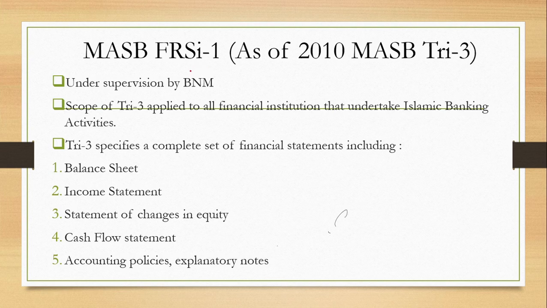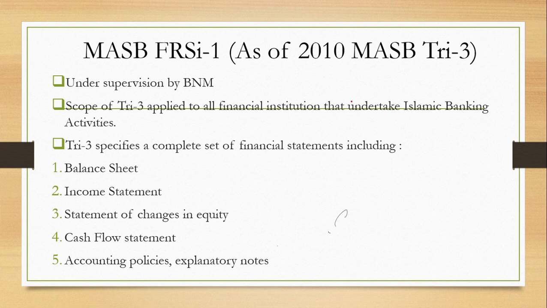Tapi in Malaysia dia ada juga their own standard, which is satunya yang ini MASB FRS 1 yang dia bagi nama MASB FRS 3 ni. So dia ni adalah standard yang supervised by BNM atau Bank Negara Malaysia kita. So dia ialah standard yang to be applied by any financial institution yang undertake Islamic banking activities.